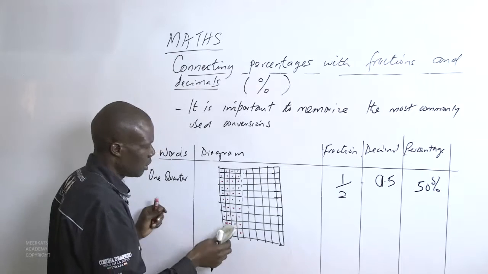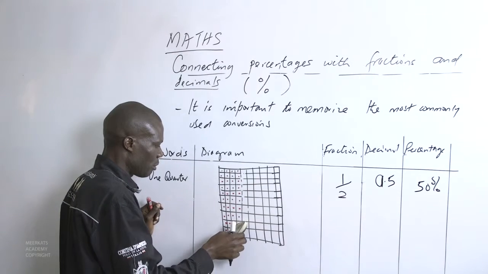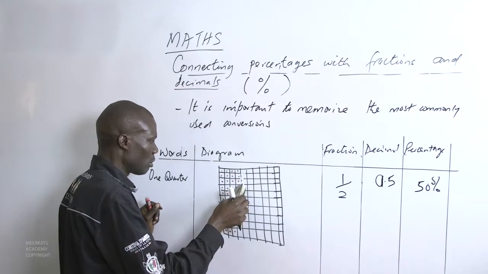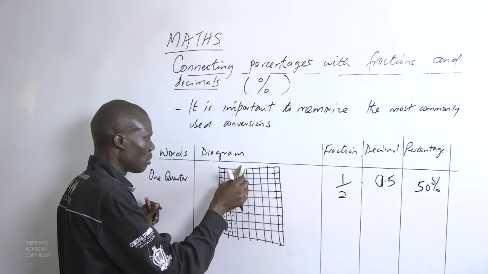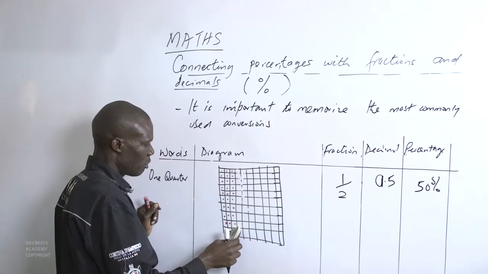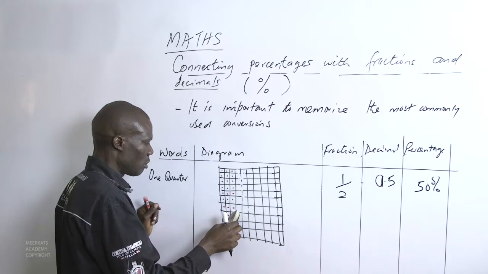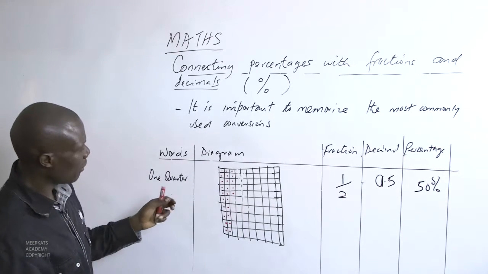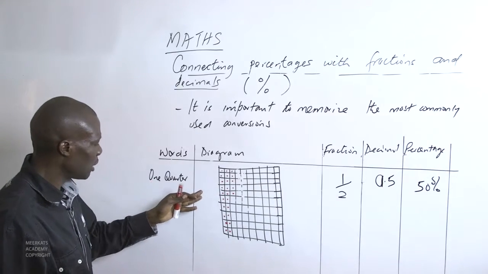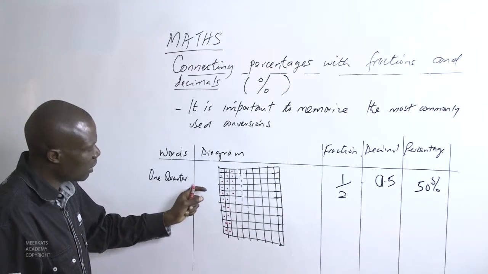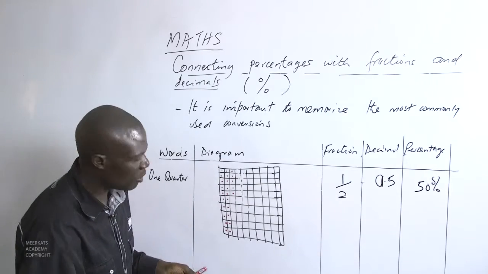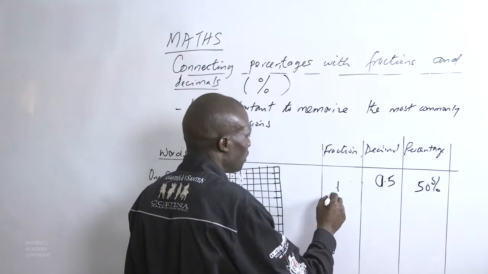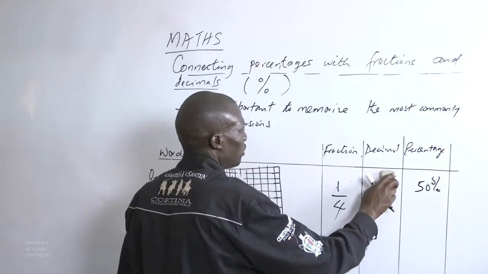That is 10. We need 25. And then 5 more. So we have 25 boxes shaded out of 100 boxes, which means that what we have here is 25 over 100, which is a quarter.